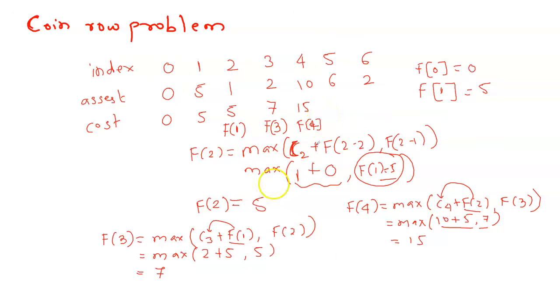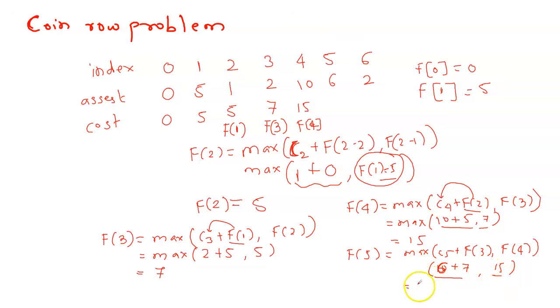Then we have to calculate f5 also. Using this recurrence relation, we get max of C5 plus f3, comma f4. For C5 the cost is 6, and f3 is 7, comma f4 we got as 15. So 6 plus 7 is 13, and this is 15.